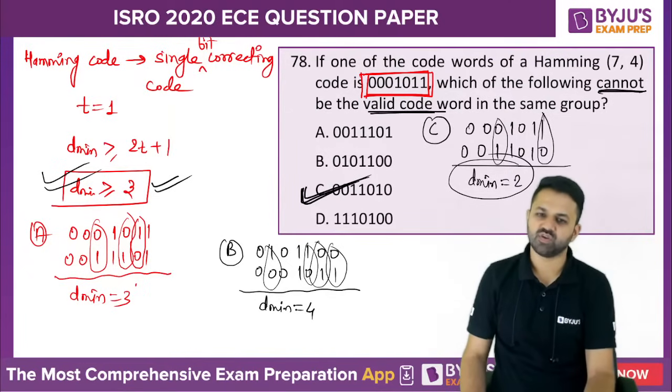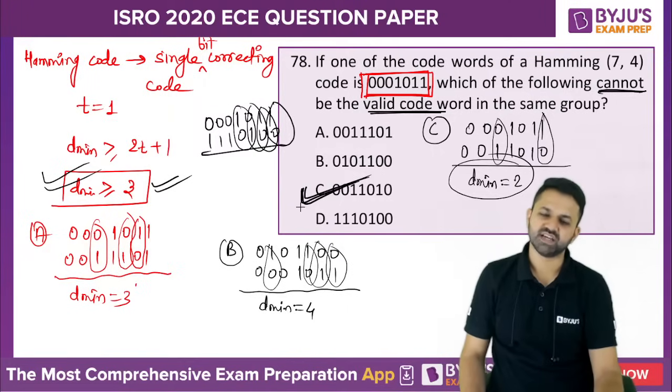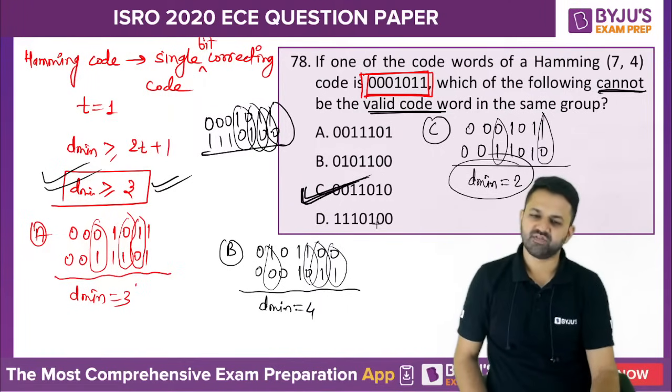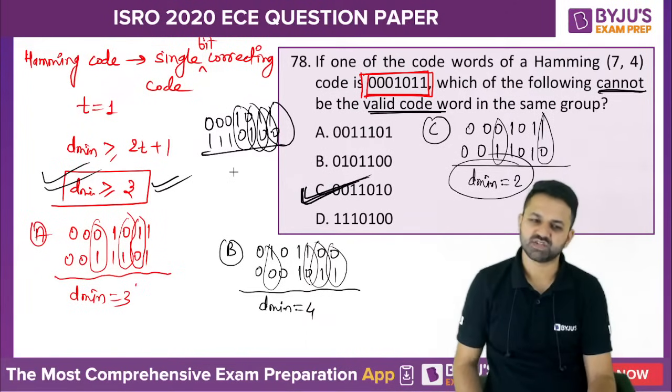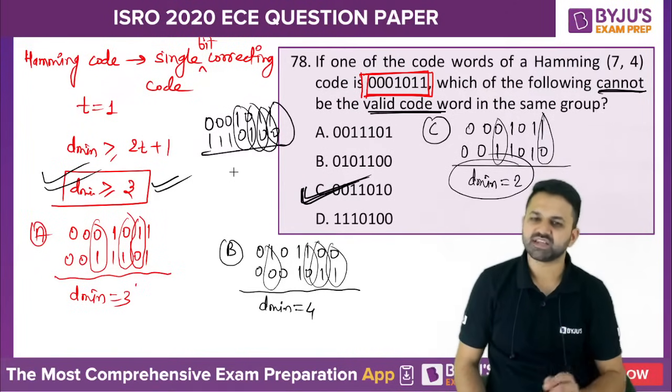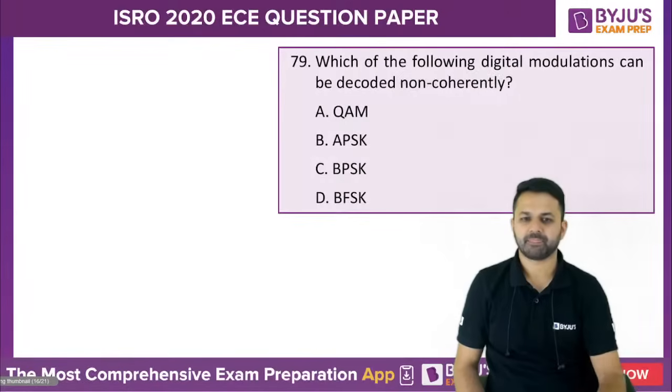You can calculate for the fourth option also. So 0001011, this is 1110100. So it has changed in this position, almost in every position it has changed. That means it is just a one's complement. So that means all the bits are changing. So minimum distance is greater than 3. So it is also satisfying the condition of single error correcting code. So the answer will be option number C.